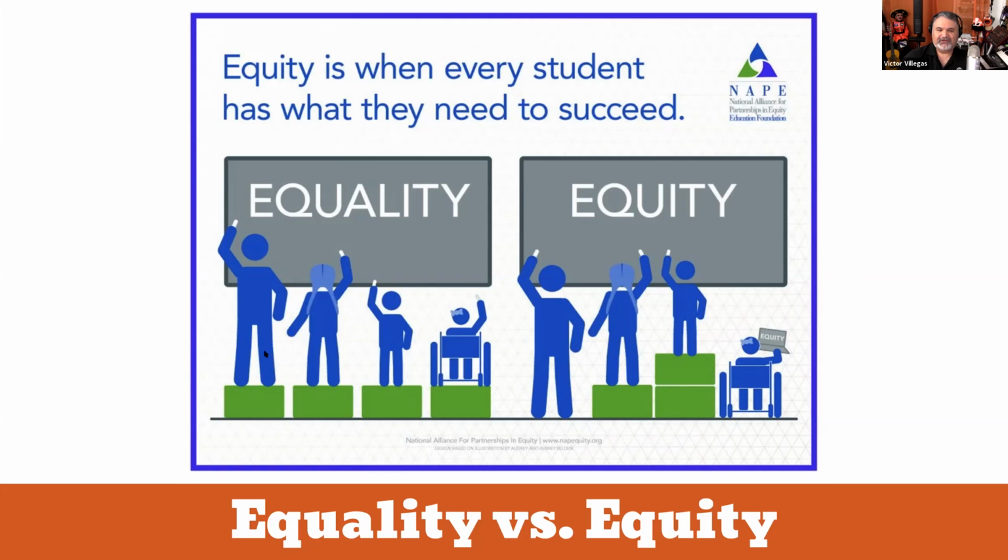In the first picture there, everyone is at the same level, but they still can't reach the board equally. Supposedly it's equal, but it's not. And then equitable is like, okay, everybody has the access that they need in the way they need it specifically, in their circumstance.